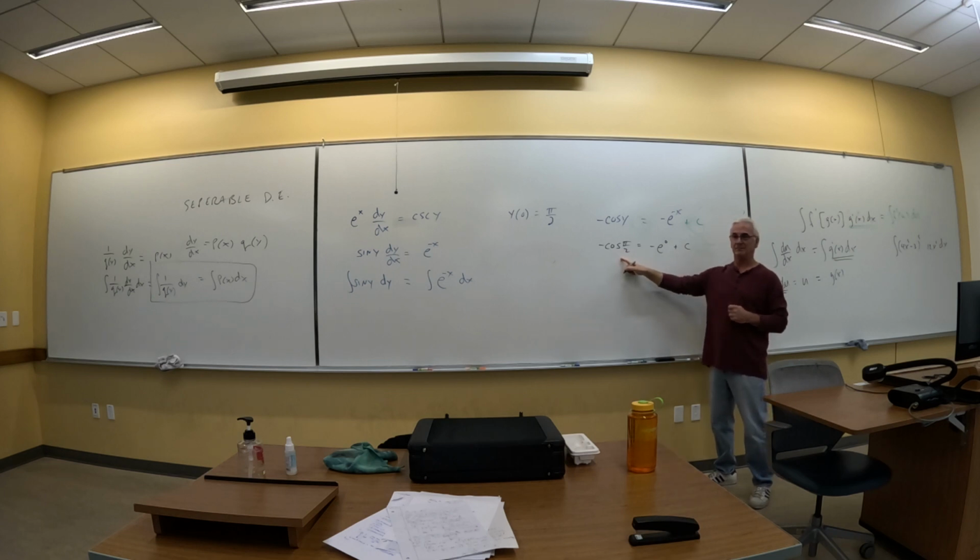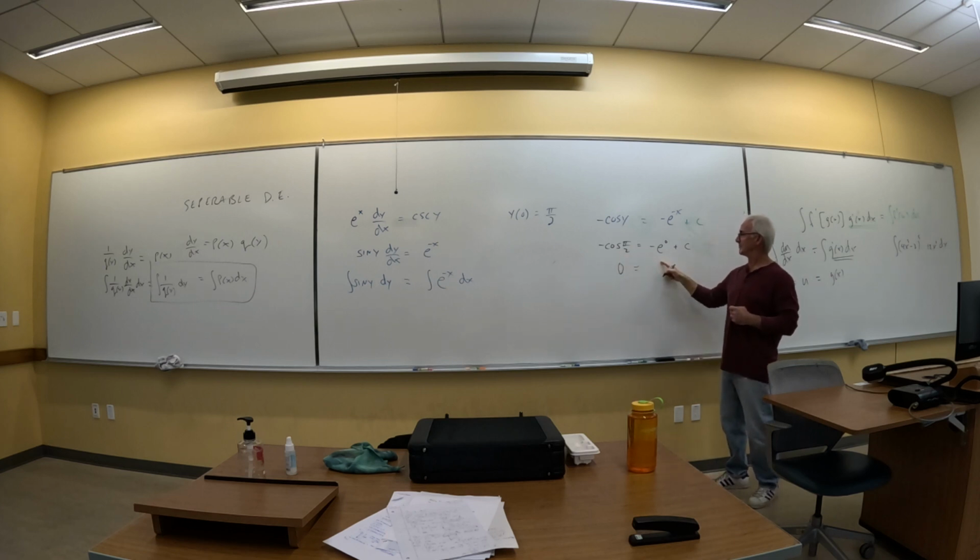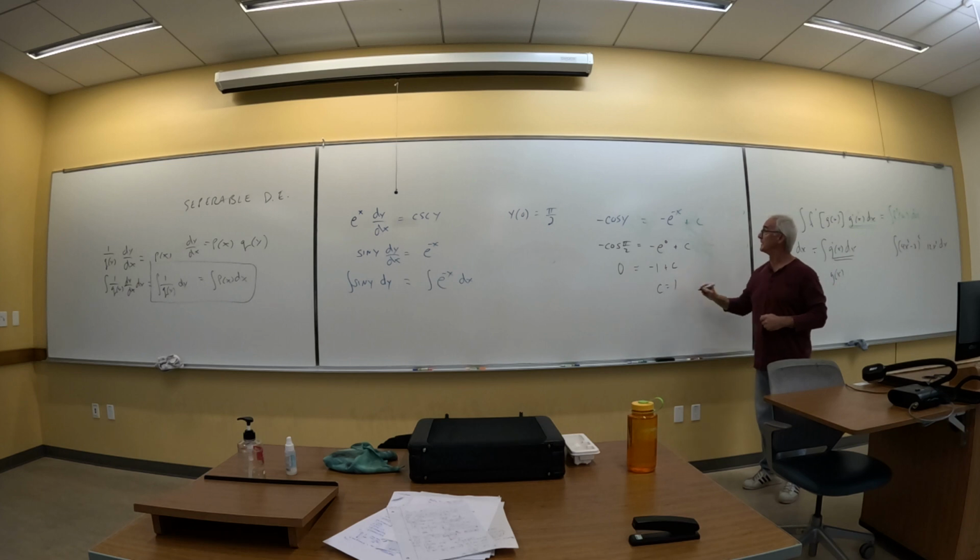What's that? 0. 0. 1. Negative 1. Negative 1 plus c. Therefore, c is? Positive 1. It didn't matter which side I put the c on. If it had been on the other side, it would have been negative 1.